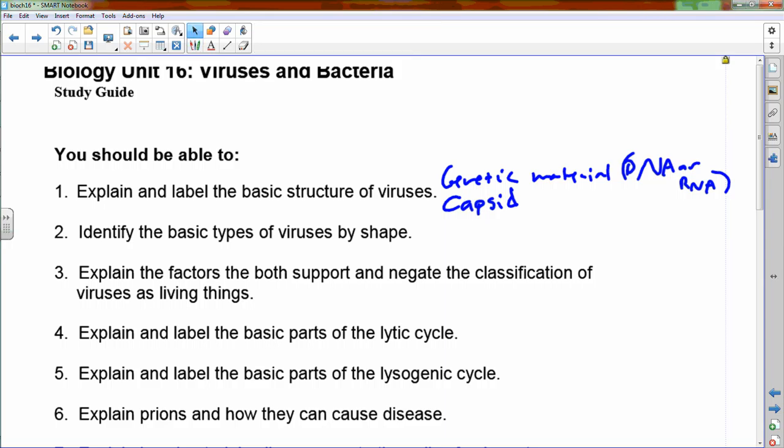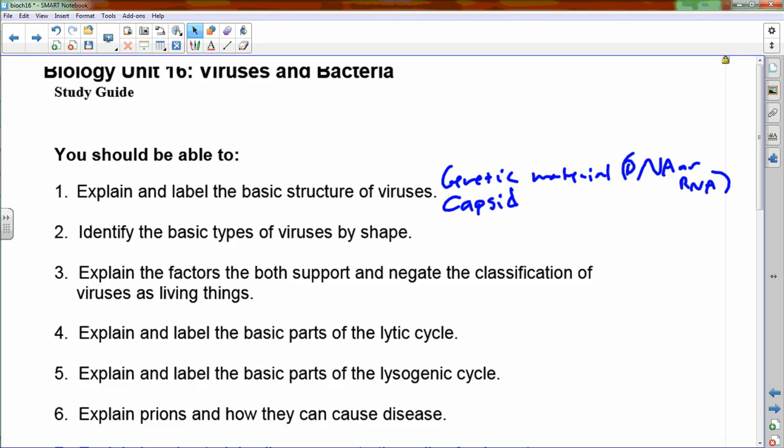Nice, that's good. Genetic material. Some viruses will have accessory structures and things like that. But when it comes to basic structures of viruses, those two things. If you were to label them, the capsid would be on the outside and the genetic material on the inside. That's all we need to actually know for the basic structure.